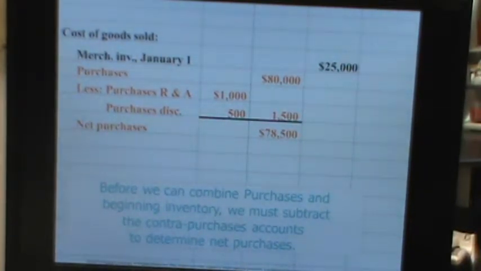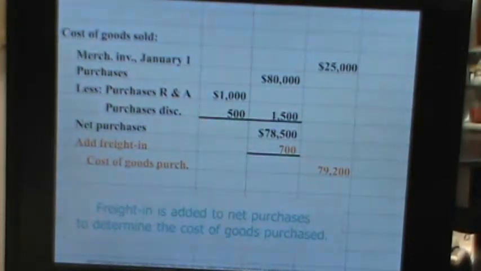We stick our purchases in as $80,000, but before we add that to our beginning merchandise, we have to subtract any returns and allowances of $1,000 and any discounts of $500. So that's a total of $1,500 that we have to subtract from our purchases. It gives our net purchases a total of $78,500. And then any freight is also added into that. So now we have cost of goods purchased, $79,200.